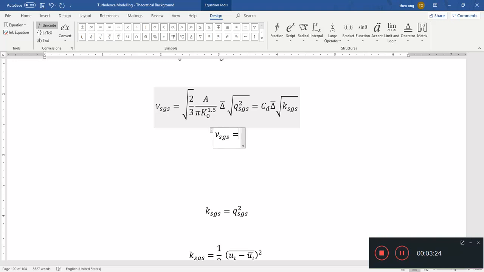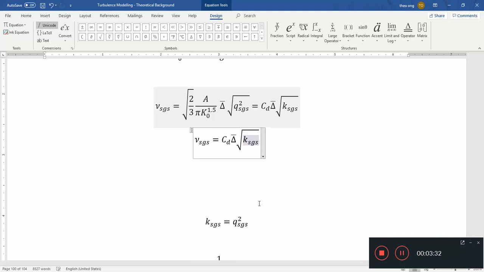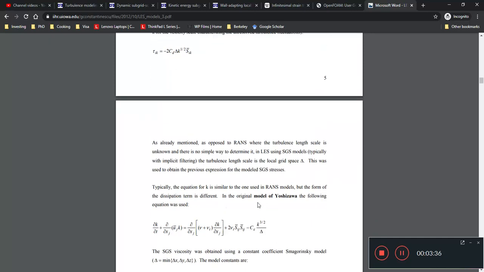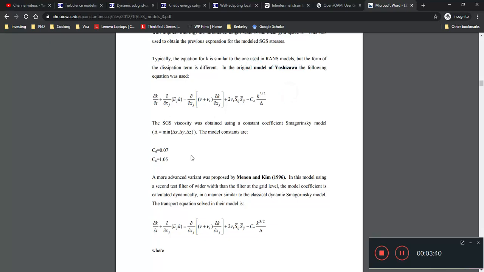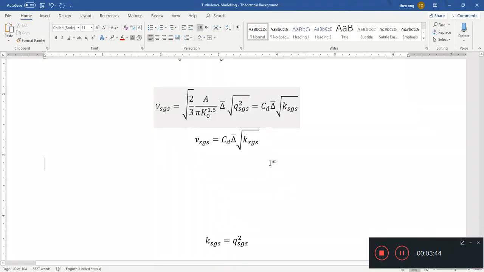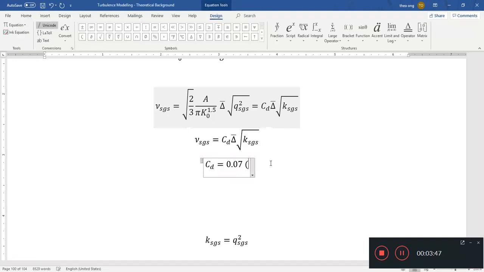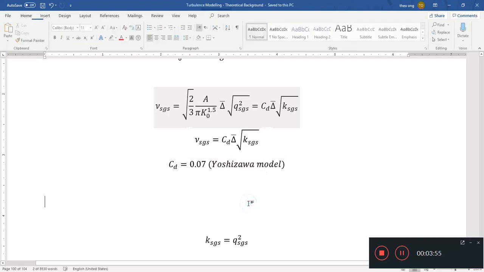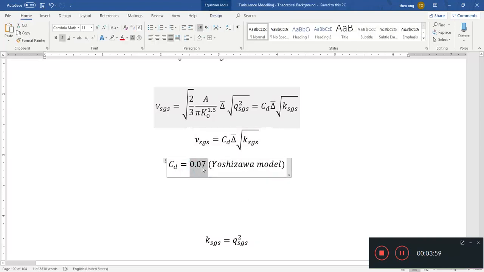Long story short, nu SGS equals CD delta bar square root KSGS. What you find in some papers is that according to Yoshizawa's model, CD equals 0.07. Yoshizawa is, I think, one of the first people who did the first K equation, and he found that this CD is 0.07. Of course, you can use the dynamic Smagorinsky model to generate a dynamic CD coefficient, and that will be the dynamic K equation model. But we'll talk about the basic K equation model before going to the dynamic bit.